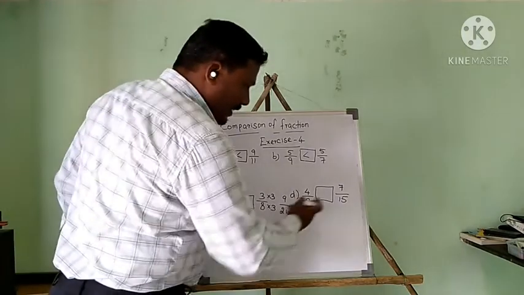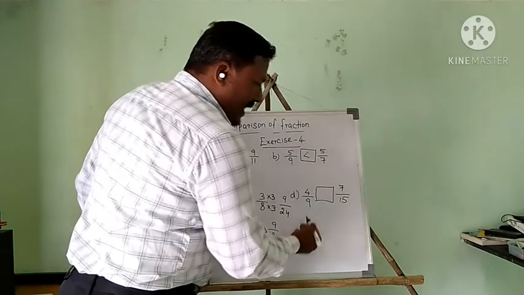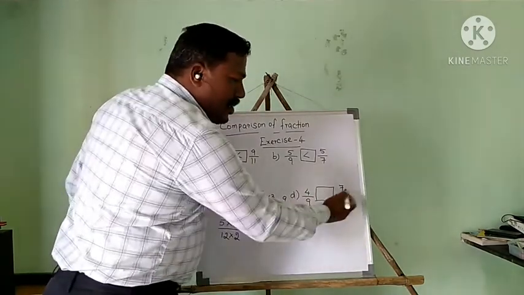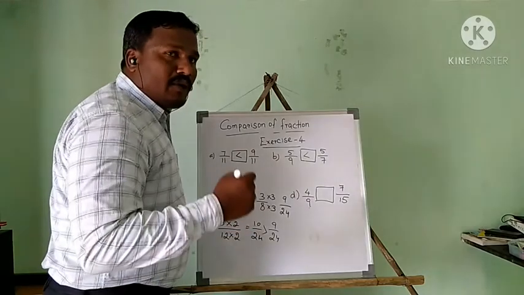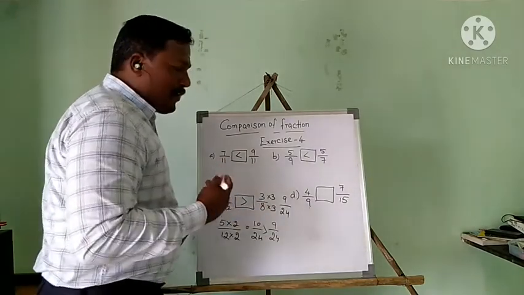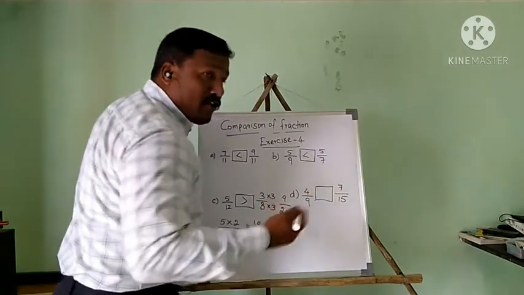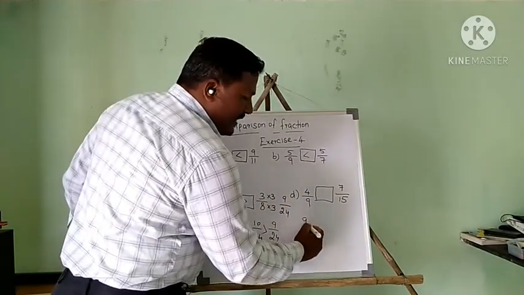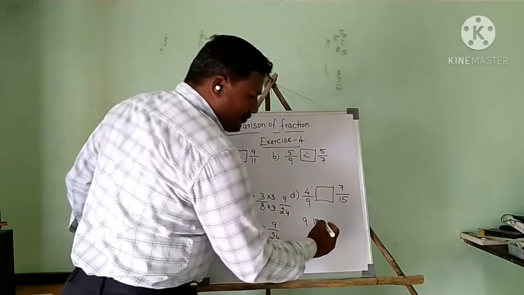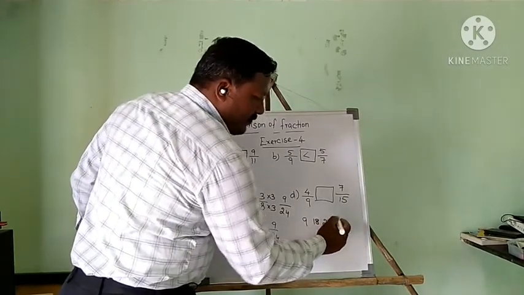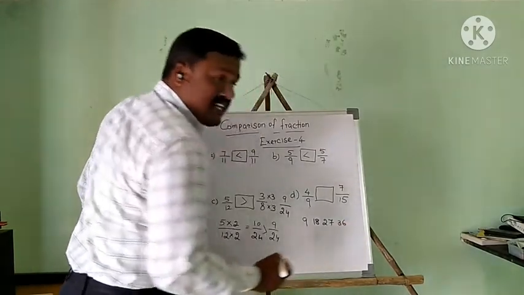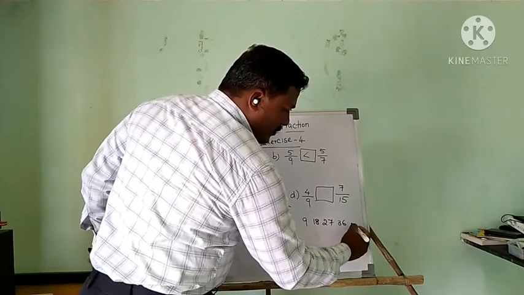Okay. Then here, now 4 by 9, 7 by 12. If you check, the denominator is not the same and the numerator is also not the same. So we have to find the LCM, then after that we compare which is bigger. Okay. So 9, I am going to find the multiples of 9. 1 9 is 9, 2 9s are 18, 3 9s are 27, 4 9s are 36, 5 9s are 45.